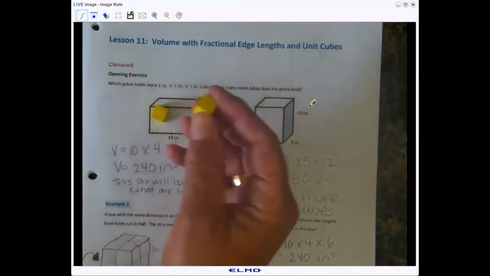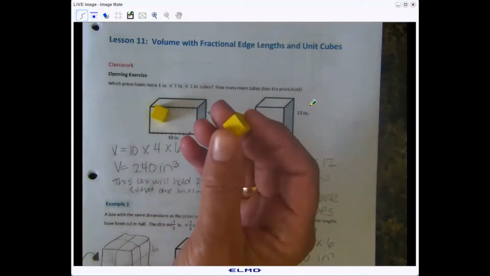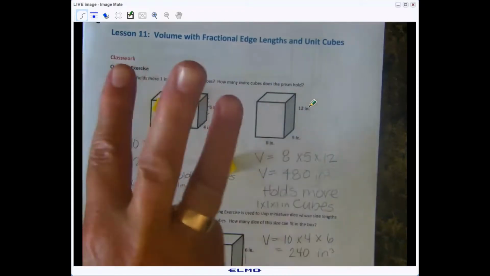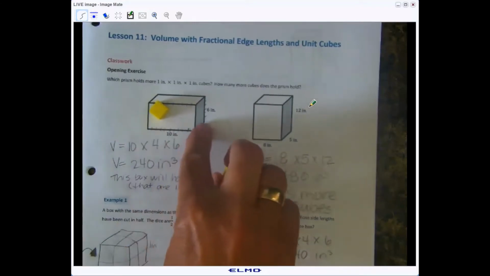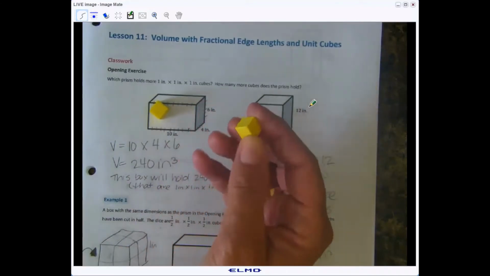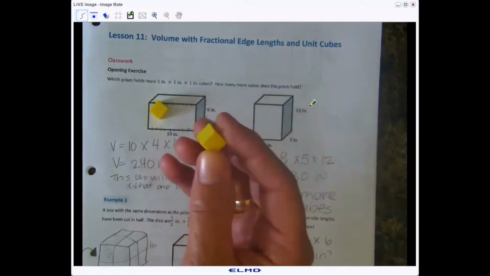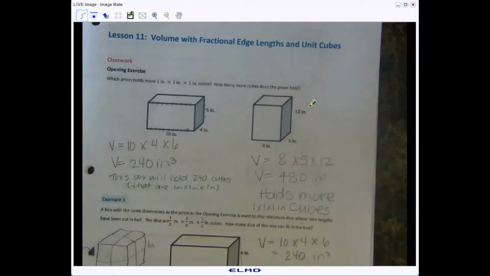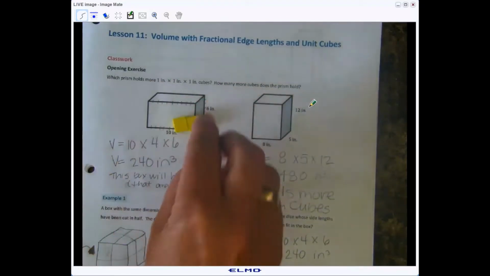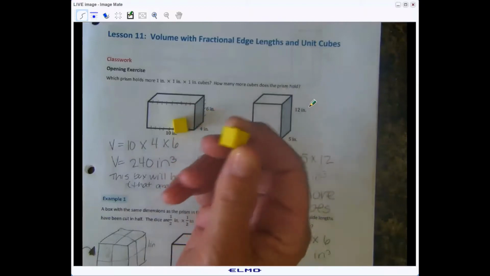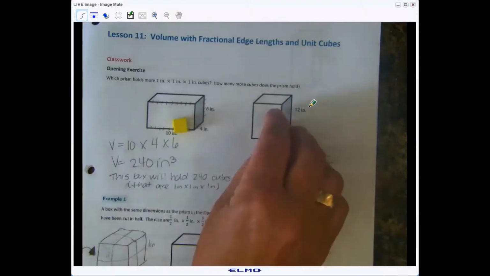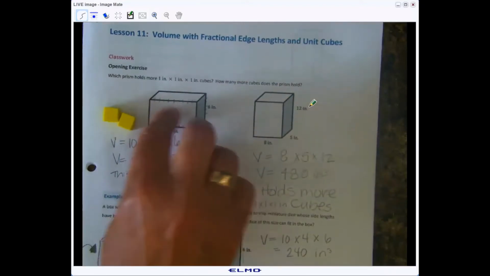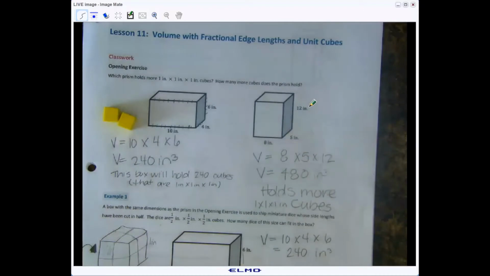So volume is measured in what we call cubic units. Because solid shapes like these rectangular prisms have 3 dimensions, they have a length, a width, and a height, we need a cubic unit, something that has 3 dimensions as well. So when we're asked to find the volume of something, we're basically asking how many cubes of a certain size will fill up that whole space. Volume is a question of how much space is inside, or how much space that solid takes up.